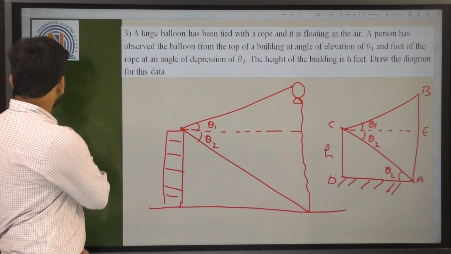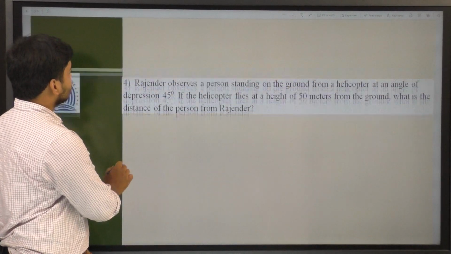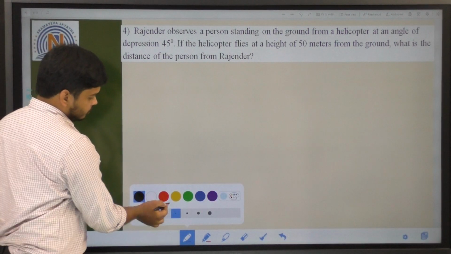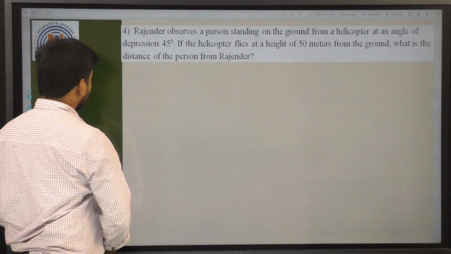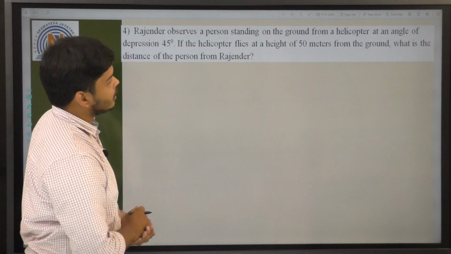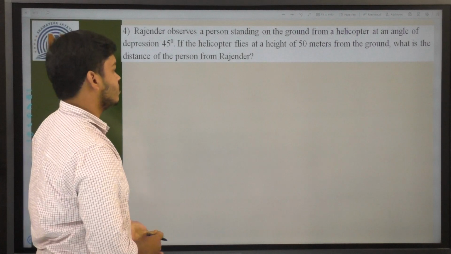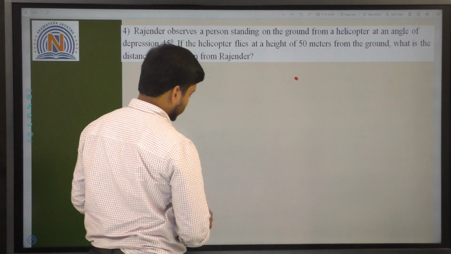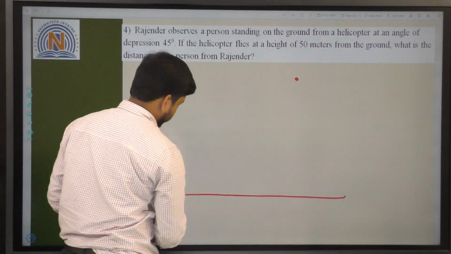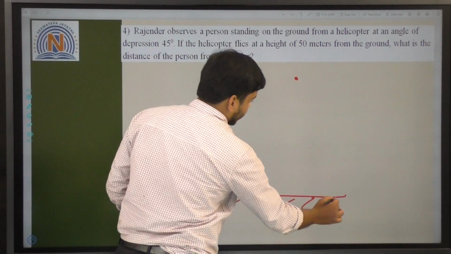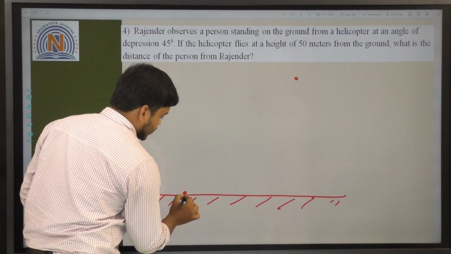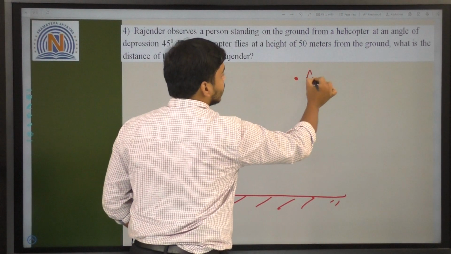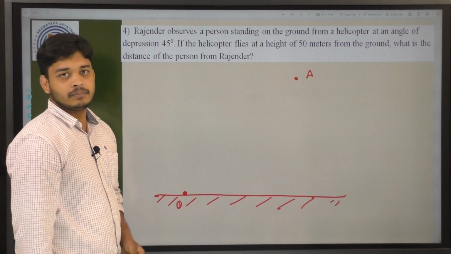Now coming to the next problem. Rajendra observes a person standing on the ground from a helicopter. So there is one helicopter; this is the position of the helicopter, and one person is on the ground. For example, this is the person on the ground, O, and here Rajendra, who is in the helicopter, is at A, right?